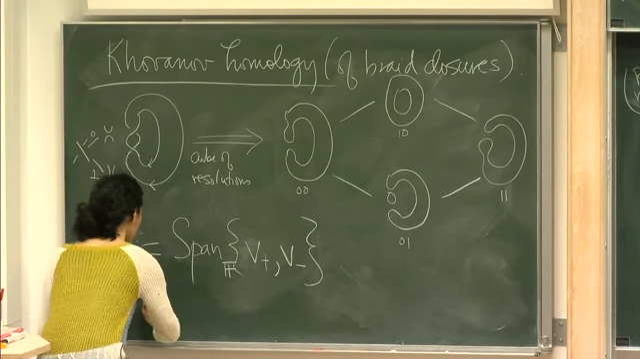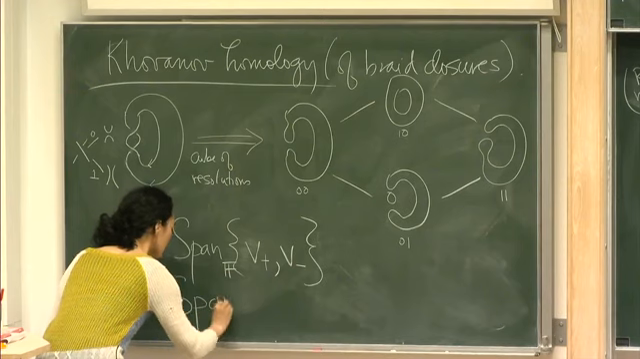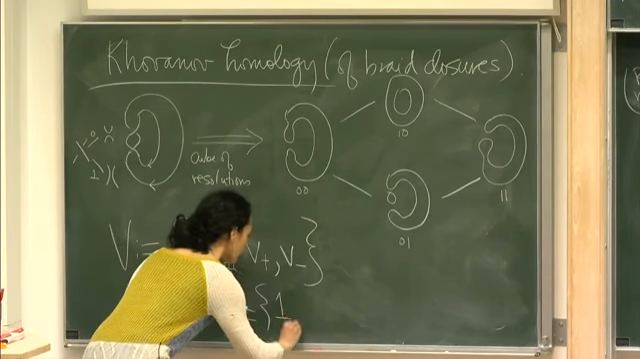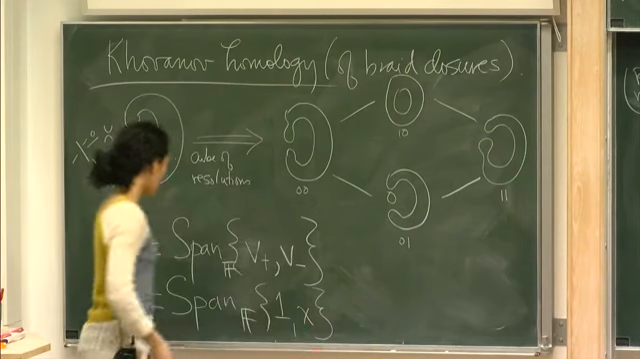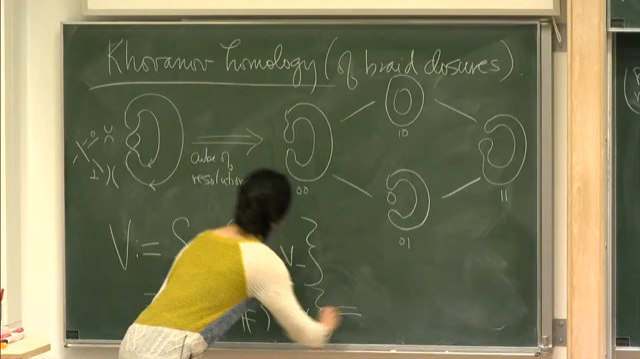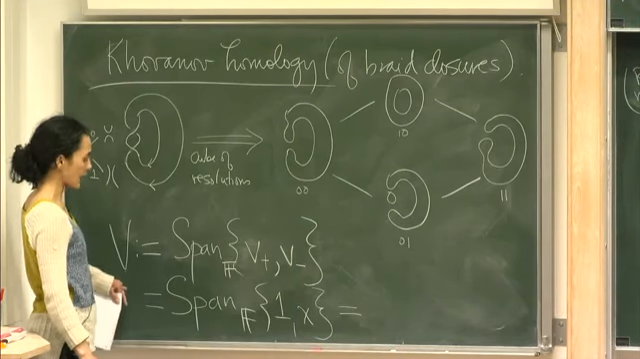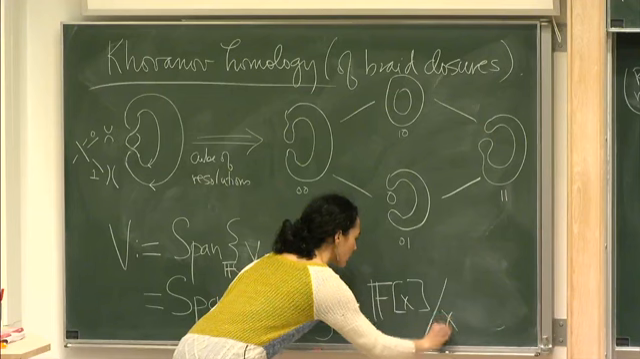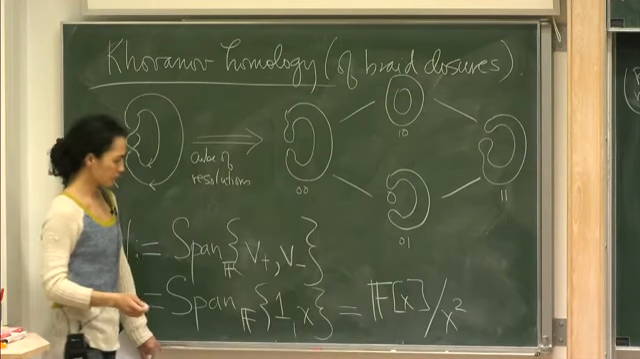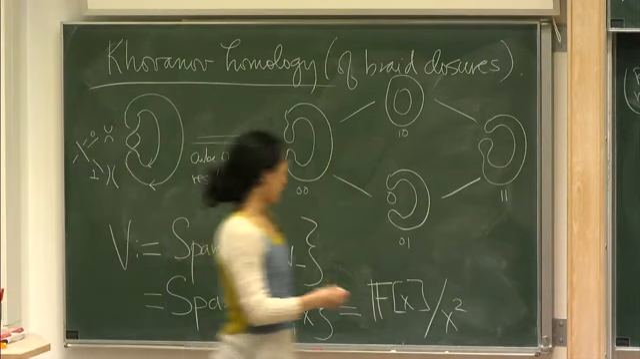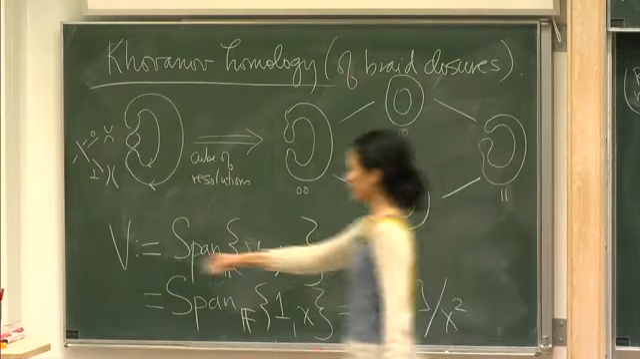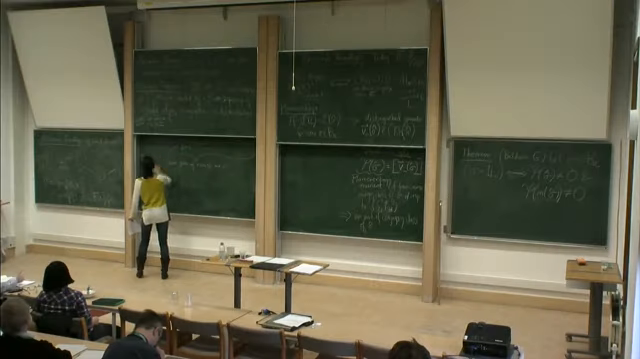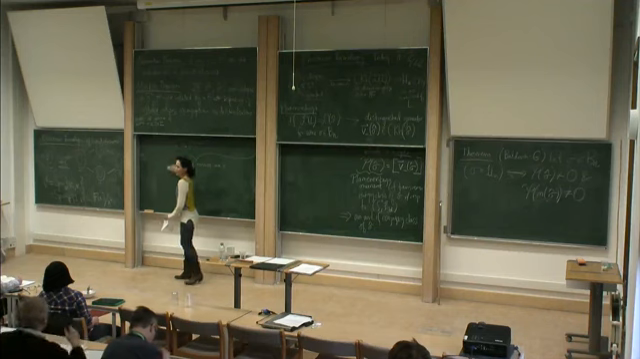Now, sometimes in the literature, we'll also see these basis vectors referred to as 1 and x, because in a very natural way, we should really think of this vector space itself as an algebra. And which algebra is it? It's just this simple algebra. Okay, so this is the important vector space underlying Khovanov homology.